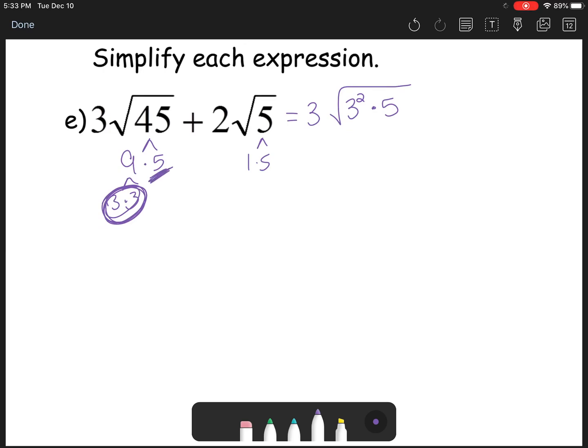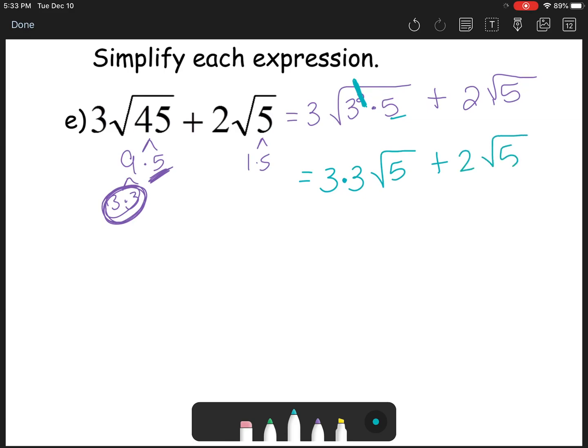And again, I just rewrote my factors underneath my radical. Plus 2 times the square root of 5. And we can't simplify that one, so it just gets to stay. Well, 3 times the square root of 3 squared. Those cancel each other out, so we have another 3 that comes outside of our radical. And then this 5 is stuck in there because it's not a group of 2. And 2 times the square root of 5, again, we can't simplify that.